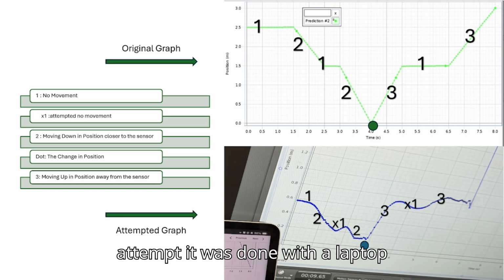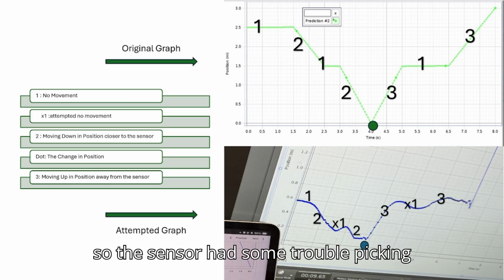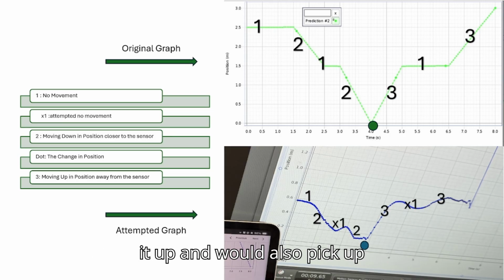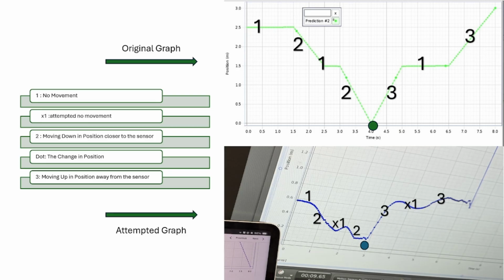In this attempt, it was done with a laptop, so the sensor had some trouble picking it up and would also pick up on the shakiness if we moved.